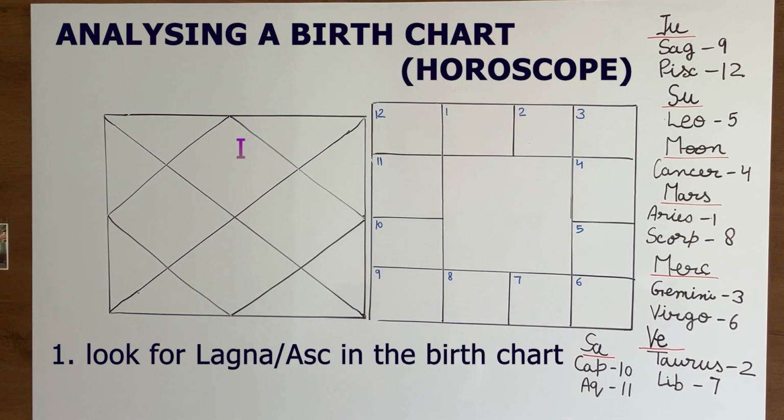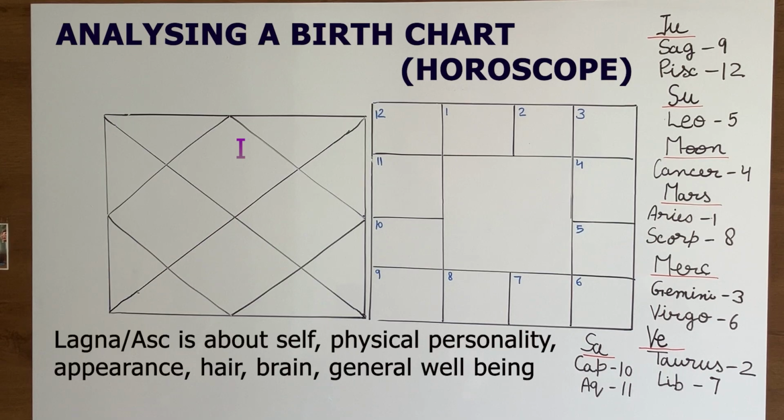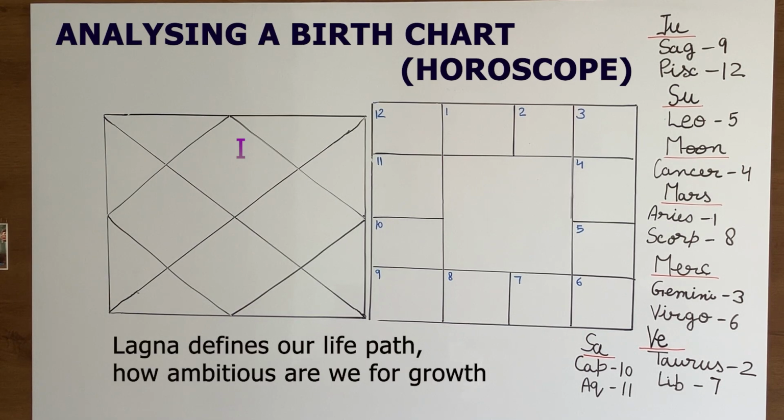First, look for your lagna sign or ascendant sign. Your lagna or ascendant, as you know, is the sign or rashi which rises on the eastern horizon at the time of your birth. Lagna or ascendant represents self. My lagna will represent my physical personality, how people perceive me. It is about my physical appearance, my health, my general well-being, hair, health of brain. Our lagna defines our life path. It also indicates how ambitious we are for growth in life.